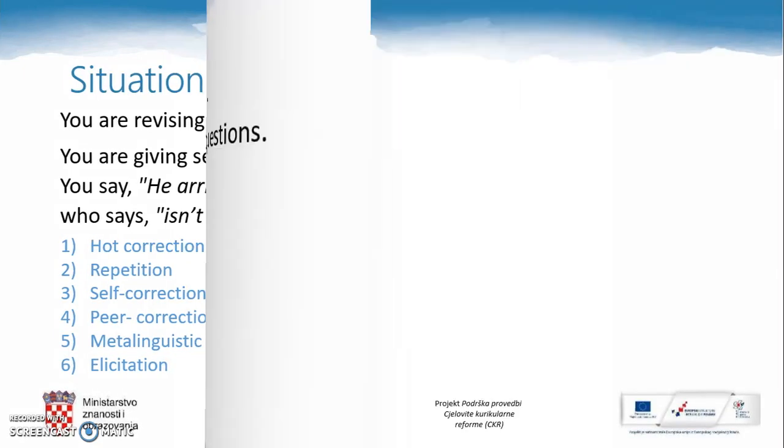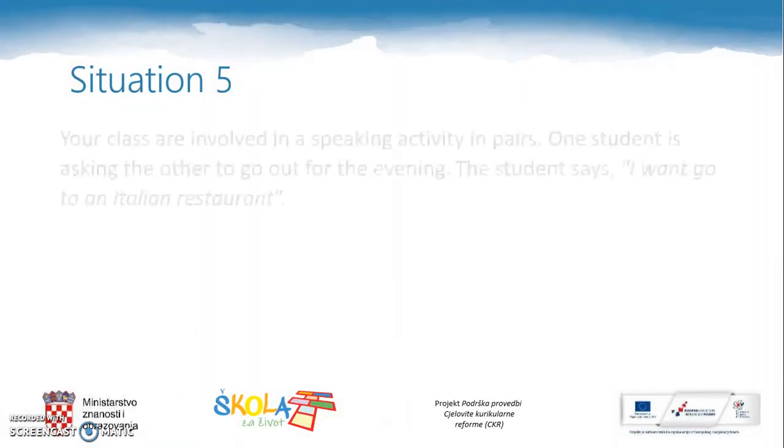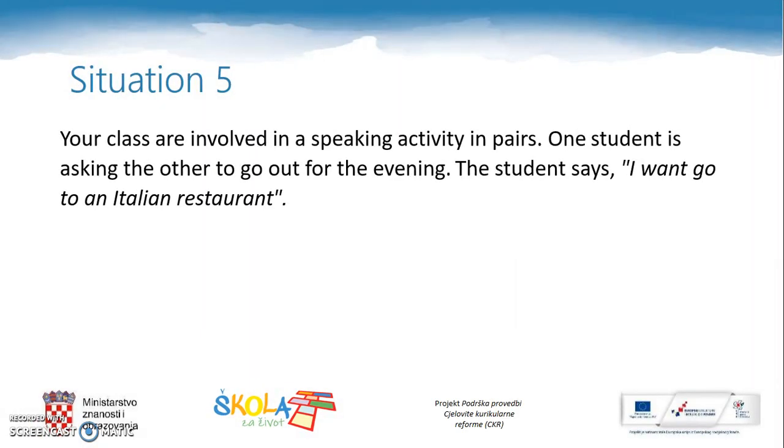Situation 5. Your class are involved in a speaking activity in pairs. One student is asking the other to go out for the evening. The student says, "I want to go an Italian restaurant." Since this is a fluency-focused activity, I might even ignore the mistake because it doesn't impede easy understanding, and I wouldn't want to interrupt the flow of the activity. However, if it is repeated several times, then I would focus on the error after the dialogue.